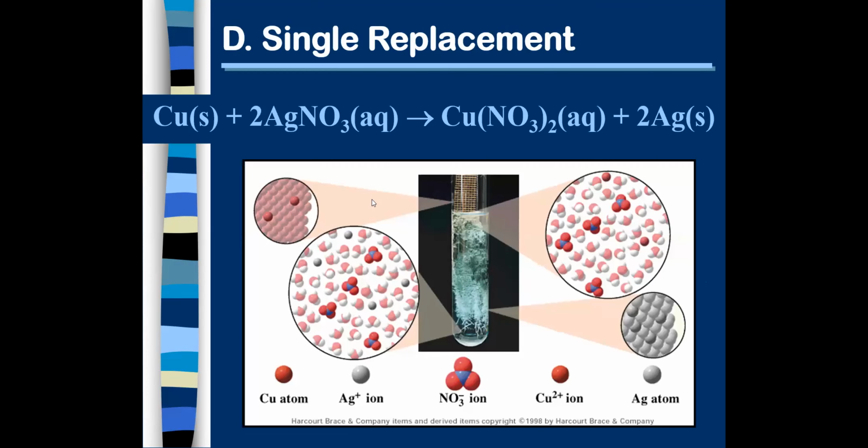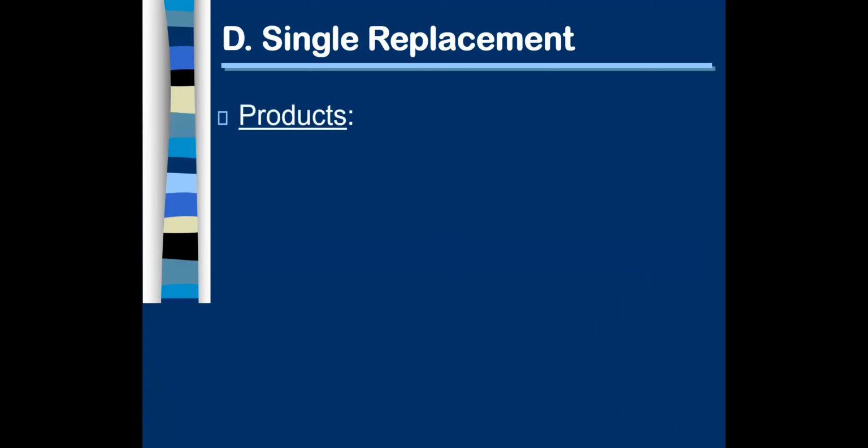Okay, here's an example. Copper and silver nitrate. Copper is a stronger, more reactive metal than silver. So copper is going to boot out the silver. See how the silver is accumulating here? And that's pure silver there. And the copper is now being joined with the nitrate ion. So you get copper nitrate and silver. Now, is this balanced? Yes, it is based on that. You can see it is.